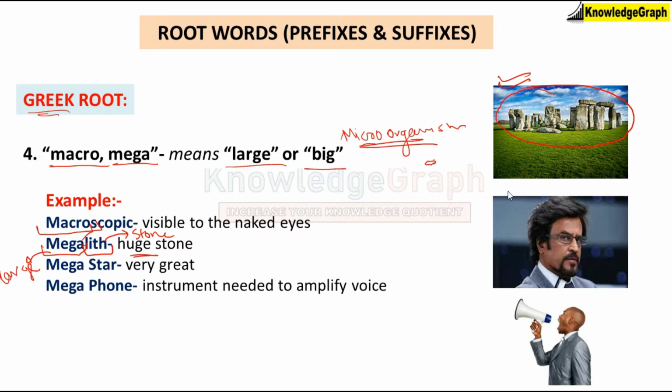Megastar. I hope you remember this guy from Robot. He's the god of cinema, Rajnikant. So megastar is someone who is very great in whatever field he's in. Megaphone. Mega again means something that is large or big. Phone is normal phone. Instrument used to amplify voice. This is the instrument which is called as megaphone.